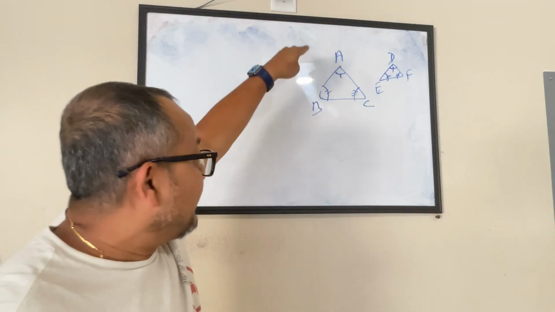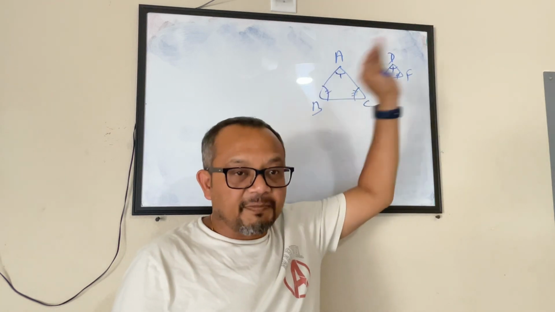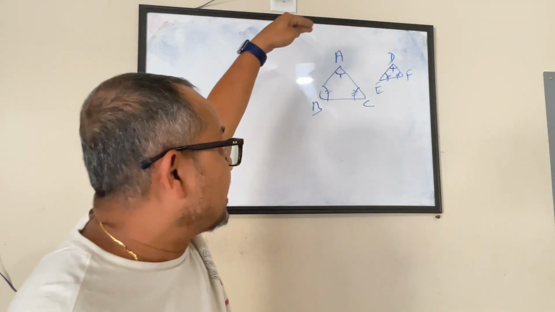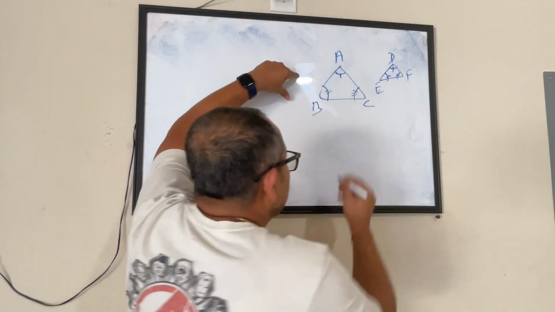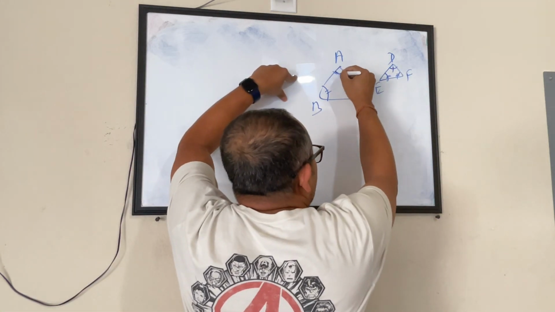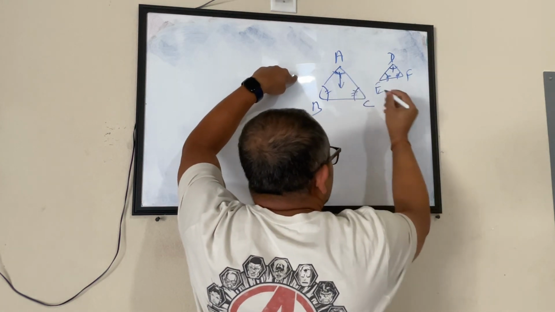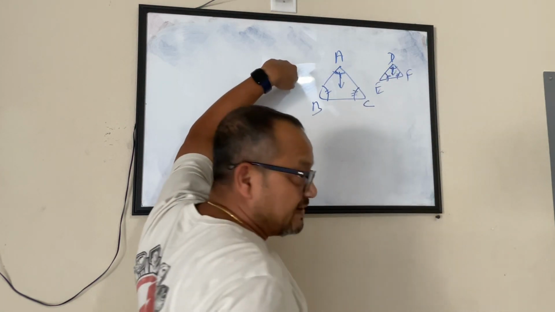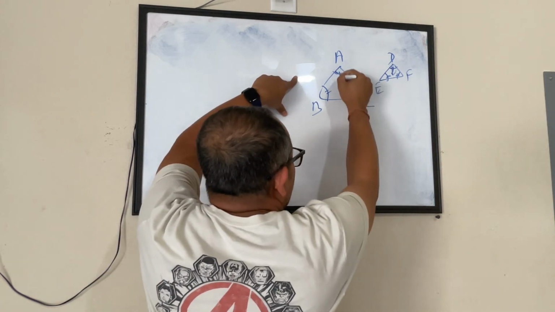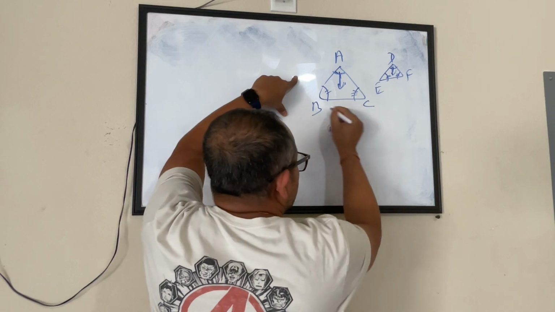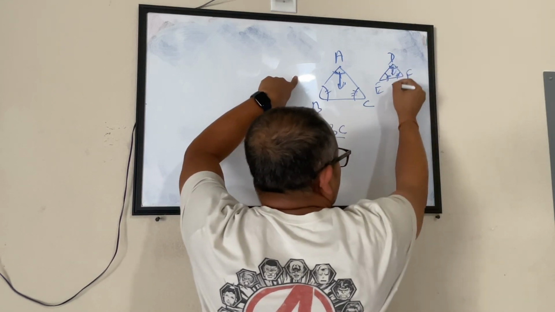Now, when the two triangles are similar, what property we need to be aware of is that the corresponding sides will be in the same proportion. What does it mean? Let's look at this angle. This angle and this angle are same. The sides opposite to those angles, which are the same, will be in the same proportion. The side opposite to this is BC, this one. BC divided by the side opposite to this angle, which is EF.